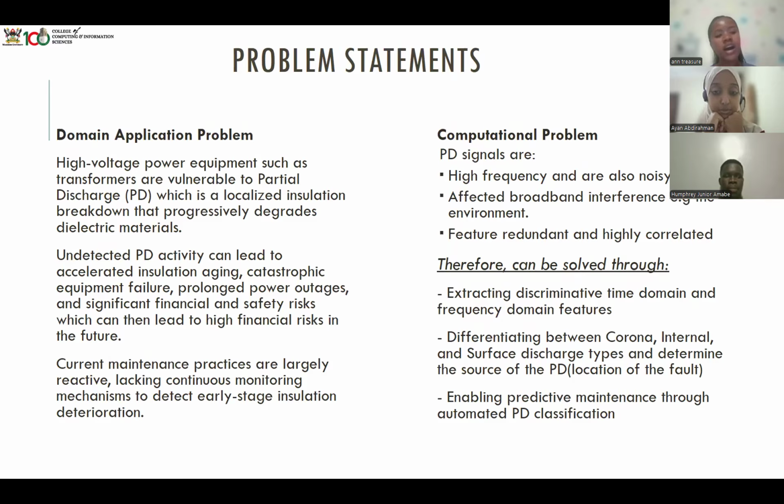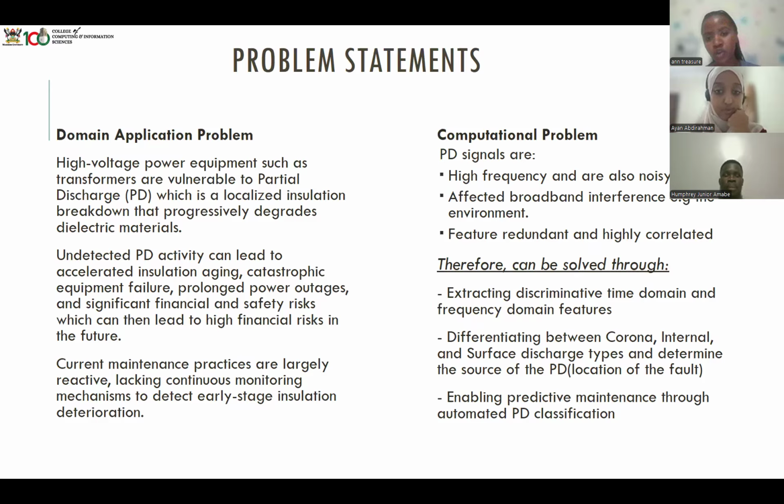High voltage power equipment is especially vulnerable to partial discharge, which can lead to the breakdown of the insulation. This can in turn lead to significant financial and safety risks, which can lead to high financial losses for the companies involved. The current maintenance practices that we see are mainly reactive, but what we aim to do is to produce a proactive solution.